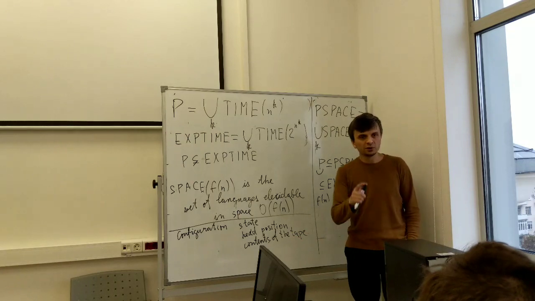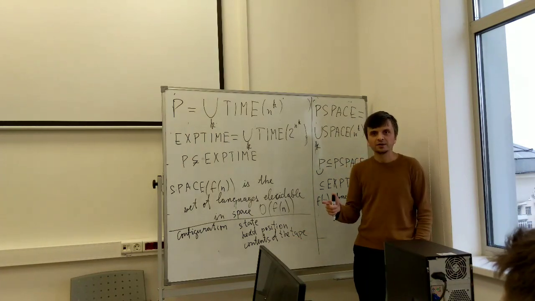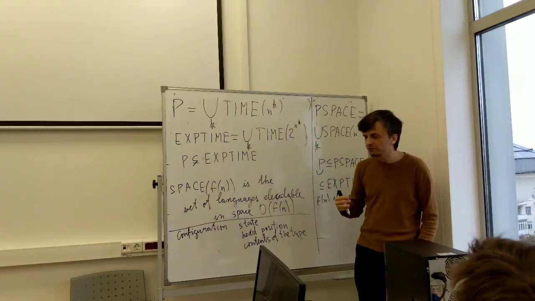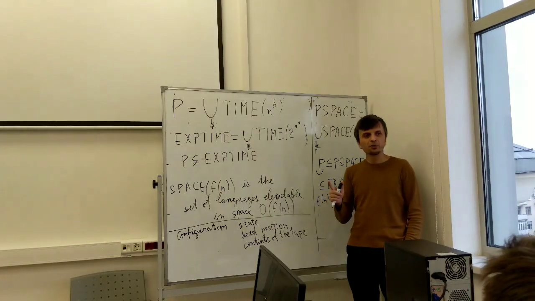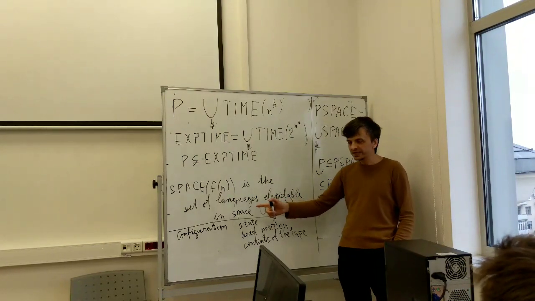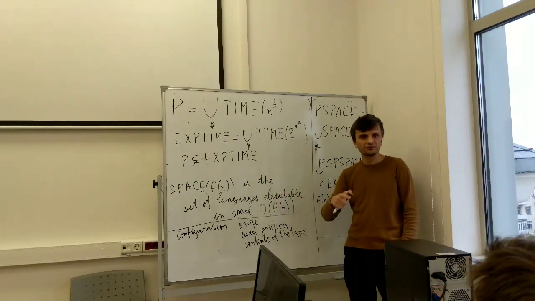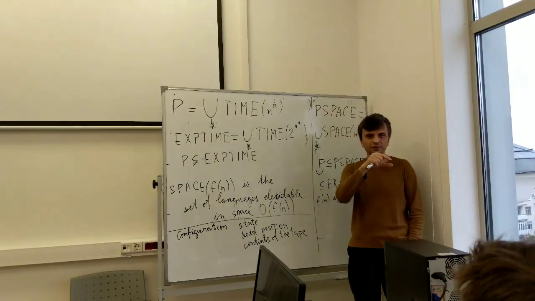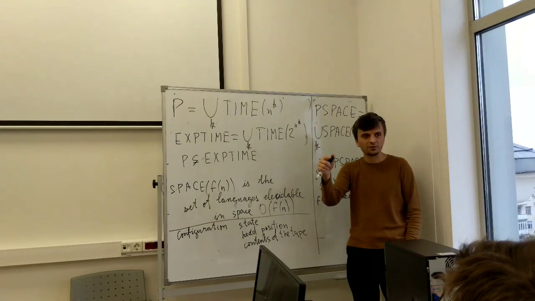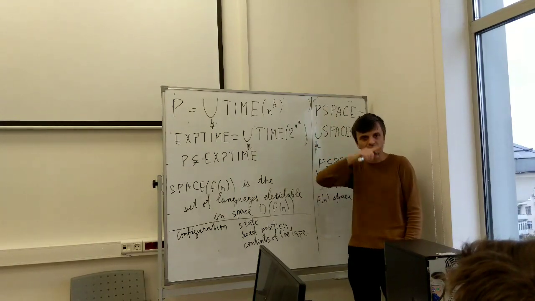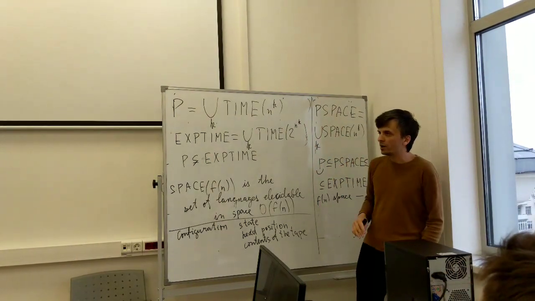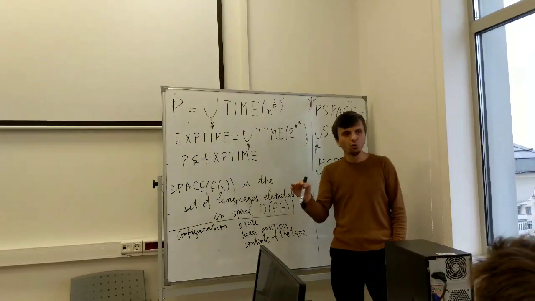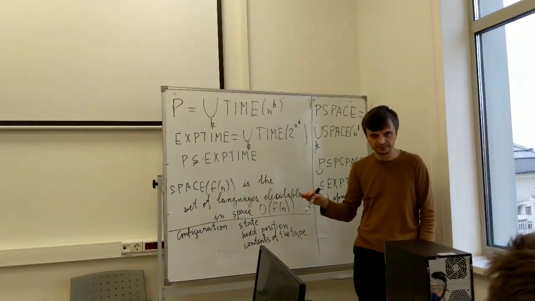Now, if a machine never loops forever, if it can't enter an infinite loop, then it's not possible for it to enter the same configuration twice. If it was in some configuration and then it's again in this configuration, then it will be again in this configuration, there will be a loop. So during its computation, all configurations must be different.